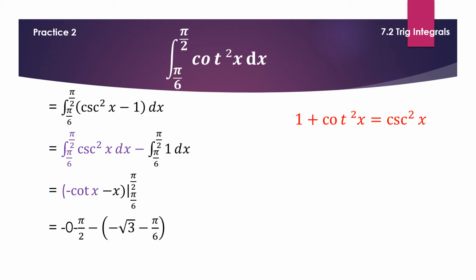So we plug pi over 2 and pi over 6 in. We will have our answer equal negative 1 over 2 pi plus square root 3 plus 1 over 6 pi, which is equal to negative pi over 3 plus square root 3.